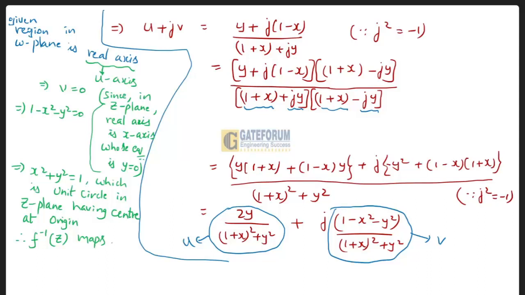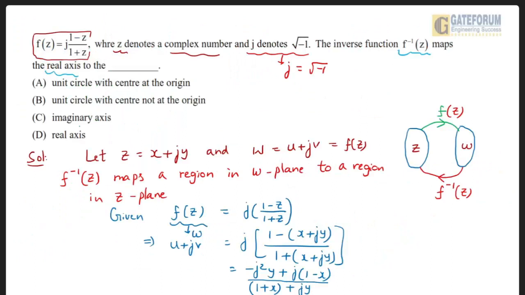Maps the real axis to the unit circle with center at the origin. This is the answer. So real axis in the W plane, unit circle in the Z plane. So unit circle with the center at the origin. So accordingly, the answer is option A. This is the end of the question.